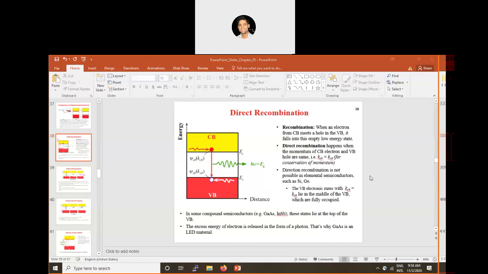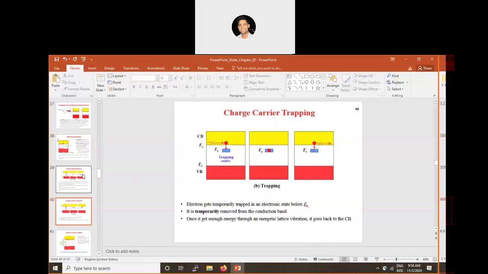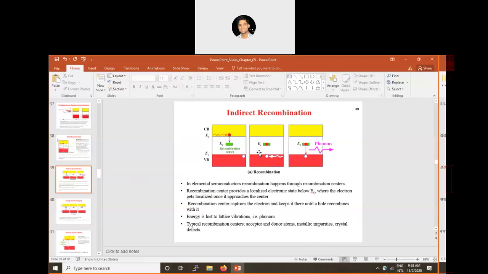And are recombination centers a type of energy level? I would say recombination centers are defects, like impurities, crystal defects, metallic impurities. All those act as recombination centers. They provide an energy level below the conduction band edge. If you see in this slide, the energy level of these recombination centers is just below the conduction band edge, right?